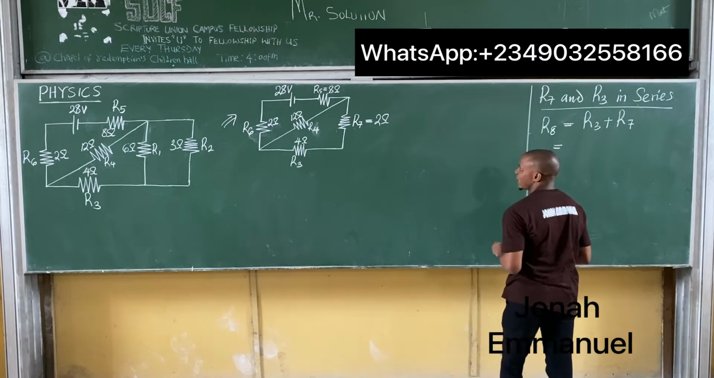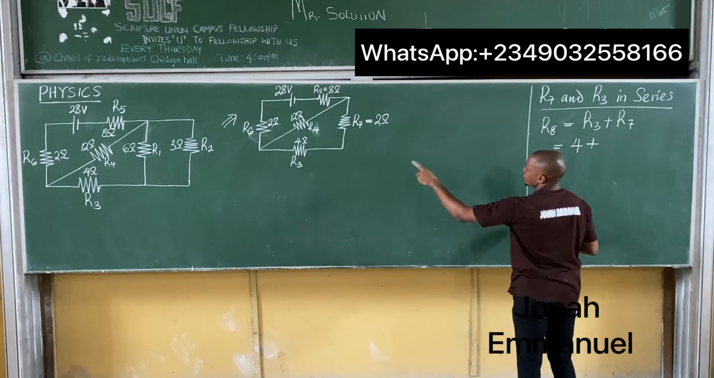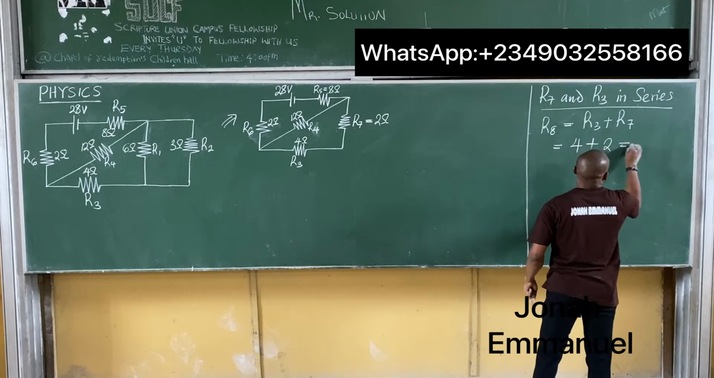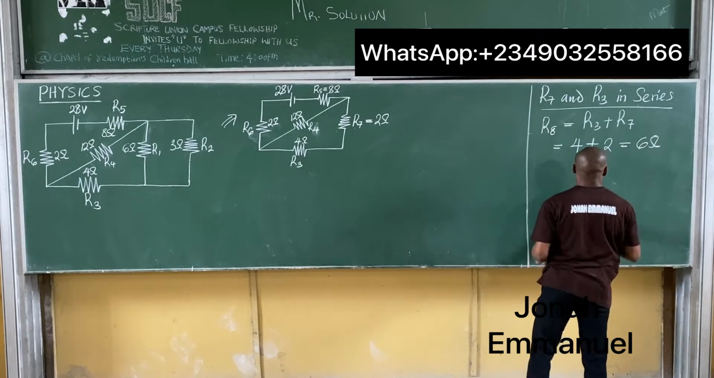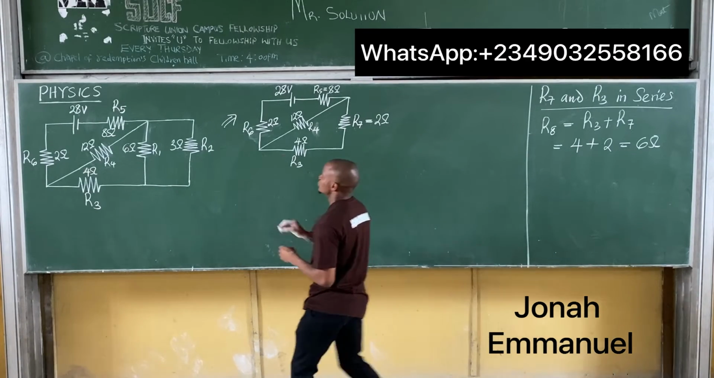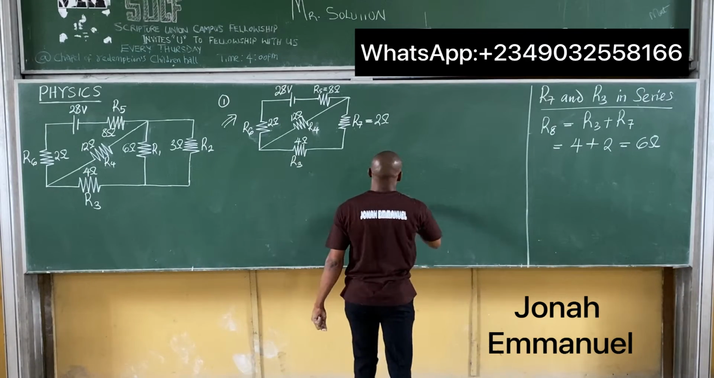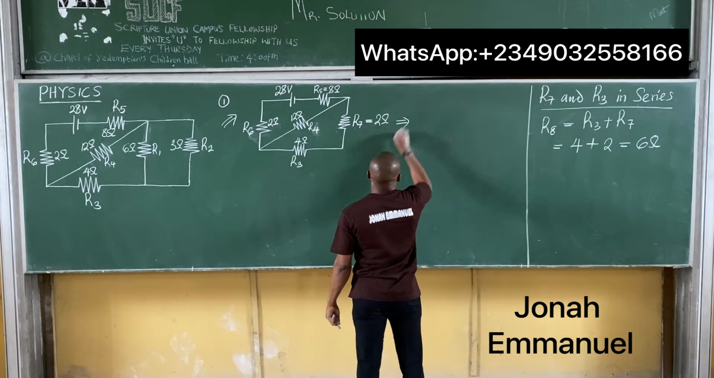That's equal to R3 is 4 plus R7 is 2. That gives you 6 ohms. So it becomes 6 ohms. Draw your next circuit diagram. So here's our first movement. Draw the next one. The next circuit diagram comes here.